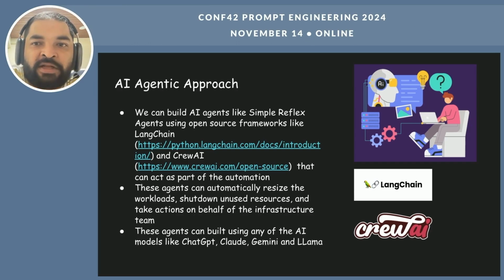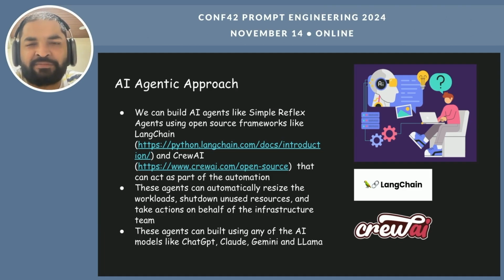So, for example, you can build an AI agent that would monitor the usage of a resource. Let's just say there is a resource, and the agent says, "Hey, this resource has been idle for a while. It's not even taking connections. Let me shut down that server. I will let the infrastructure engineer know that this is happening, and I'll shut down the database temporarily." Now, this is what an agentic AI approach is.